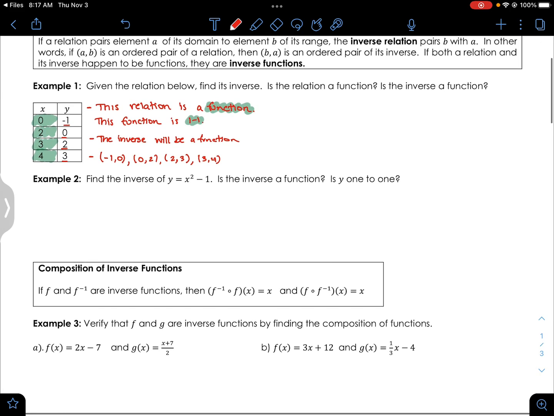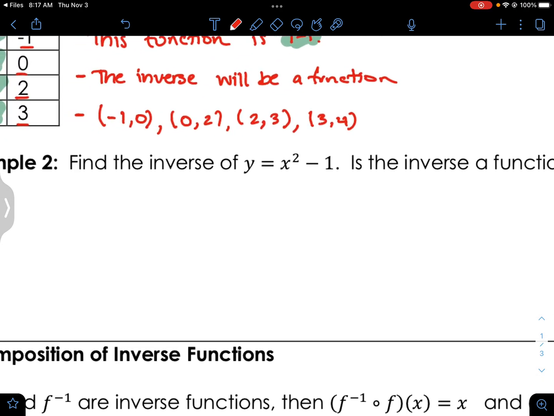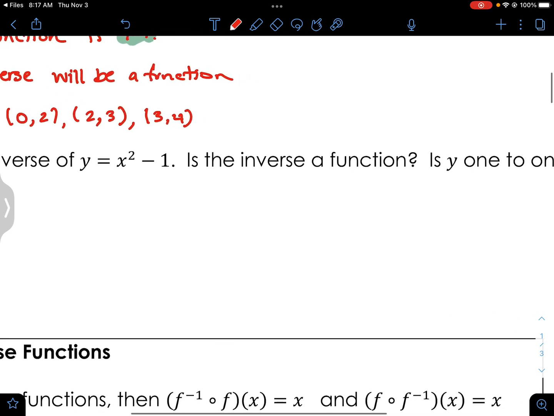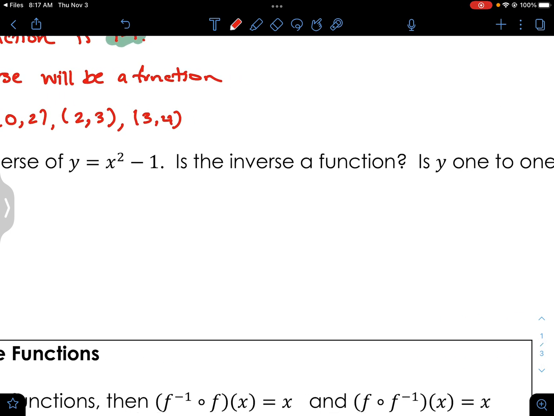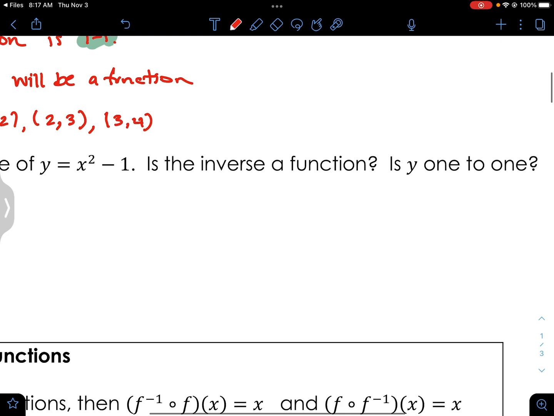Now, the next question says to find the inverse of y equals x squared minus 1. Is the inverse a function? Is y one-to-one? So if we look at this, let's just answer these first two questions first. Is the inverse a function? If you think about what this graph looks like, this is going to be a parabola that has shifted down 1. So it's going to look something like that.